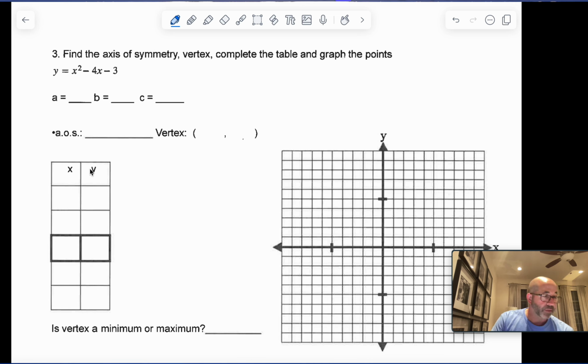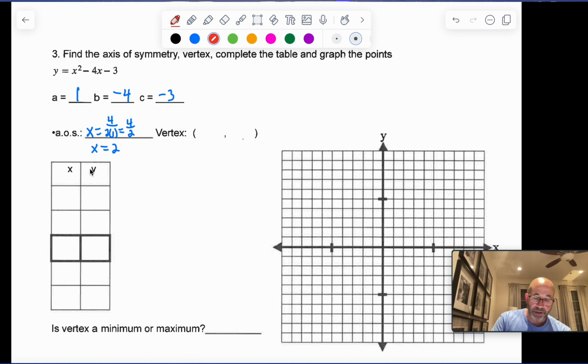Take a look at number 3. What we're looking at here is we're looking for the A, B, and C values first. So we've got a 1, a -4, and a -3. The axis of symmetry, remember, is just x equals -b over 2a. So the opposite of b is 4. 2 times a is 2 times 1, which means we can do 4 divided by 2. So our axis of symmetry is x is equal to 2.